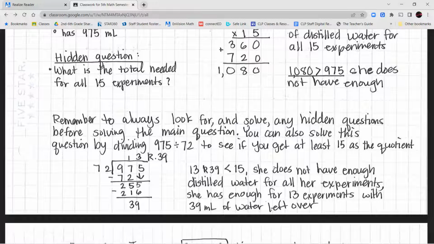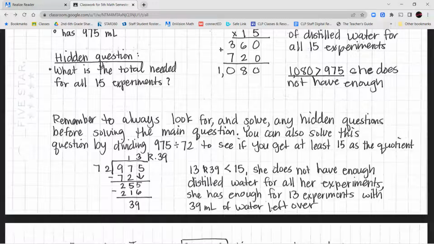Now, if we take the 975 divided by 72, we know there's one group of 72 in 97, right? So I subtract off the 72 and I'm left with 25. Then I drop my other 5 down. Now I have to think how many groups of 72 are in 255? Well, 72 times 3 gets me to 216. That's as close as I can get. So I subtract off the 216 from the 255 and I have a remainder of 39. So my quotient here is 13 remainder 39.